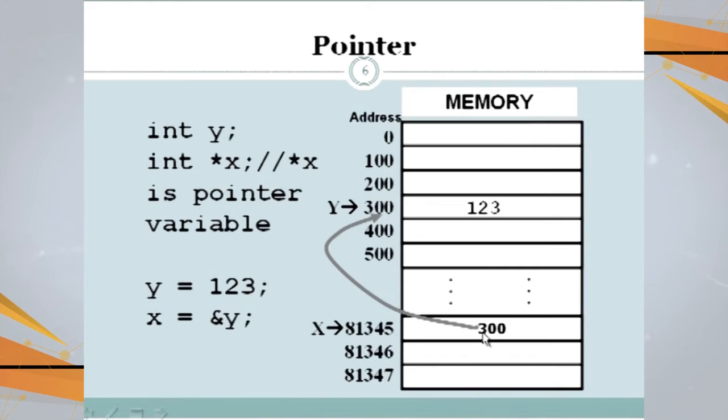You should also notice that a pointer variable by itself is a variable. When you declare a variable, memory space is reserved for it. There is an address of the pointer variable as well, and there is a value of the pointer variable as well. But the value of the pointer variable will always be the address of a memory location. So here in this example, the pointer variable x is initialized with the address of variable y.